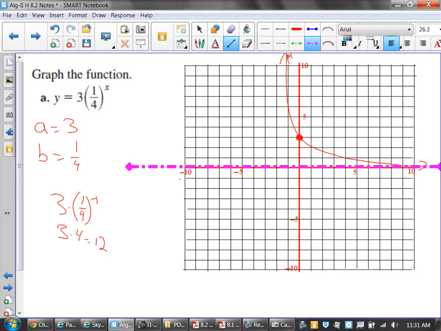So your range would be greater than 0. Okay? Let's look at some of the shift.